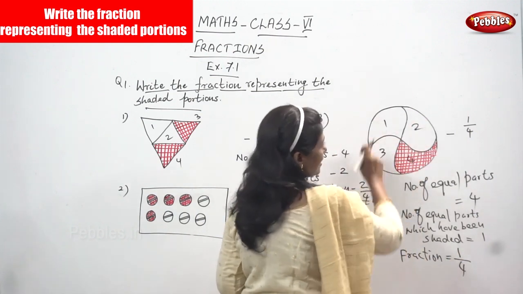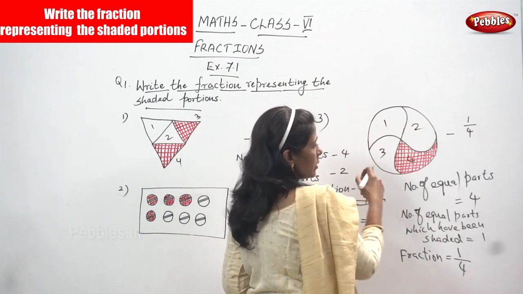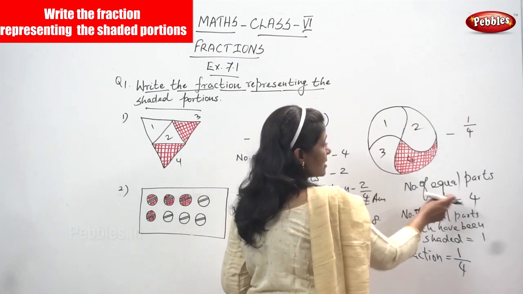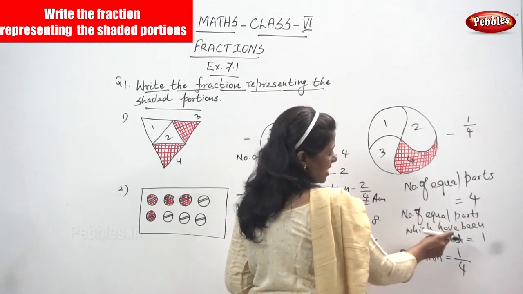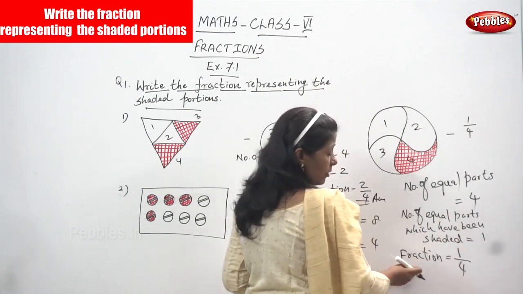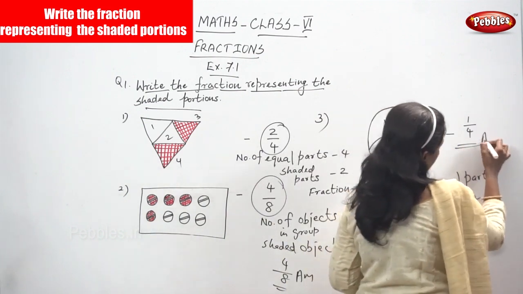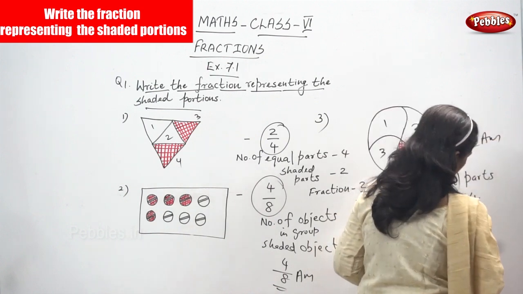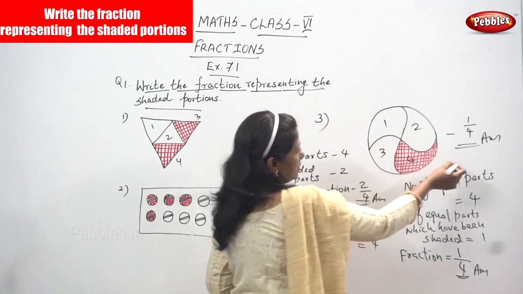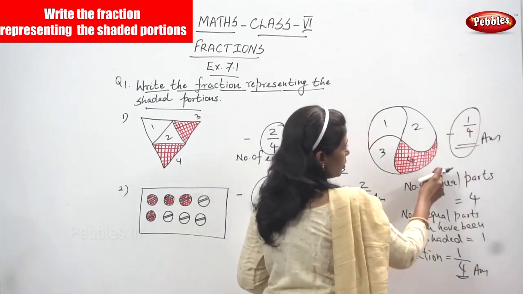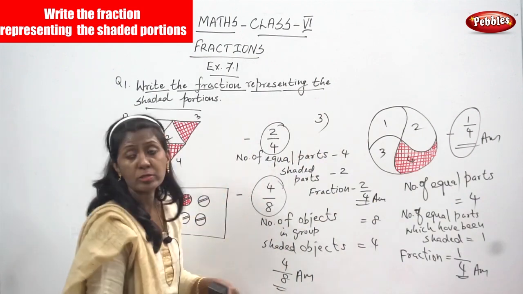So totally it is a single object. This single object is cut into equal parts. So the number of equal parts is 4 parts. Then I've shaded only one part, so the number of equal parts which have been shaded is 1. So the fraction is nothing but 1 by 4. That is what I've written here. Both are correct answers, but I circled this answer because it is nearest to the object. That is what I think. So you understand the basic concept of the fraction.